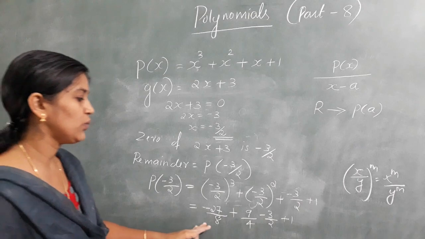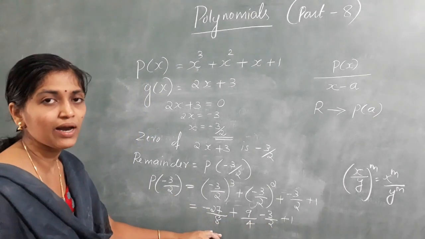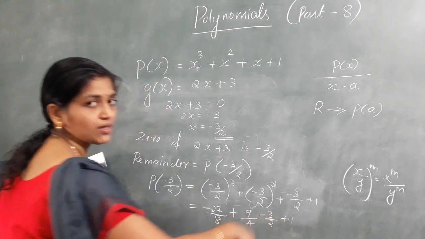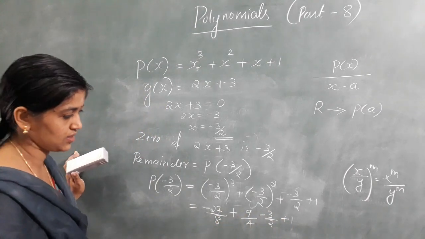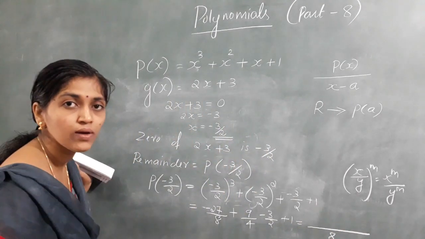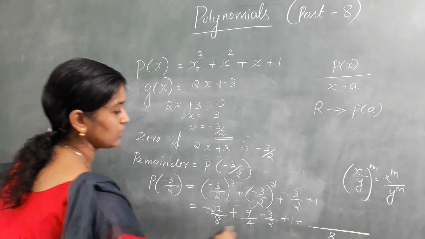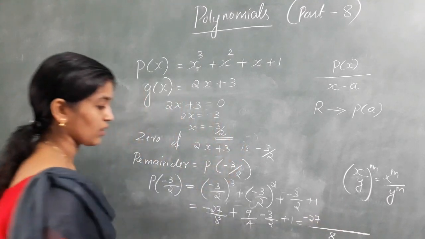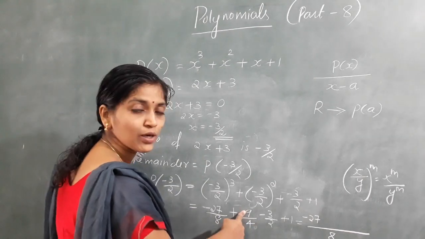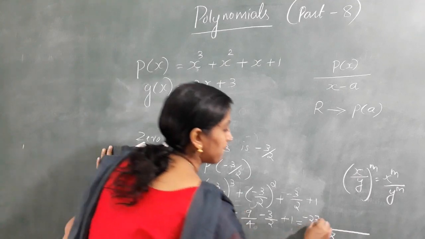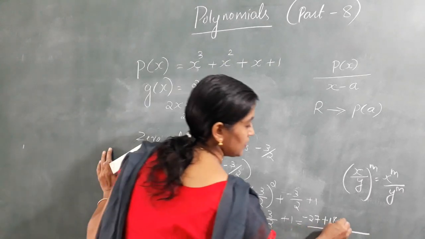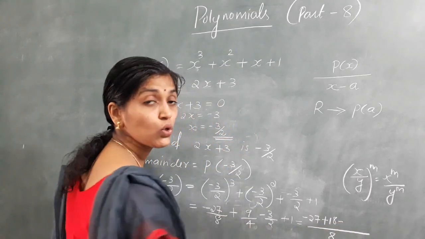Again, if you get fractions like this, you have to take the LCM. What will be the LCM of 8, 4, 2 and 1 here? It is equal to 8. So make the denominator 8. LCM is equal to 8. Here it is already 8, so it is minus 27. Now 9 by 4, 4 into 2 is 8, so you have to multiply 9 with 2. 9 twos are plus 18. Now it is minus, what is it? 2 into 4.